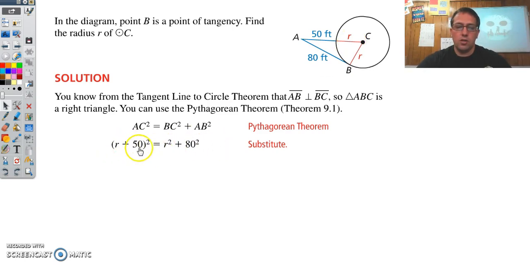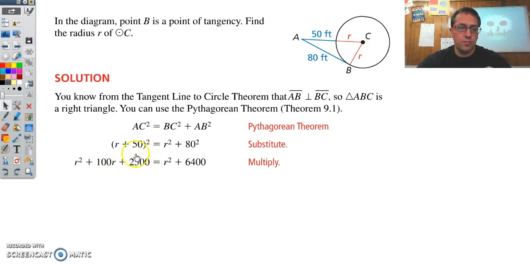Right? So we square all this to simplify it. R squared is R squared, 80 squared is 6400, but R plus 50 squared is not R squared plus 50 squared. You have to FOIL it together. It's R plus 50 times R plus 50, which is R squared plus 100R plus 2500.